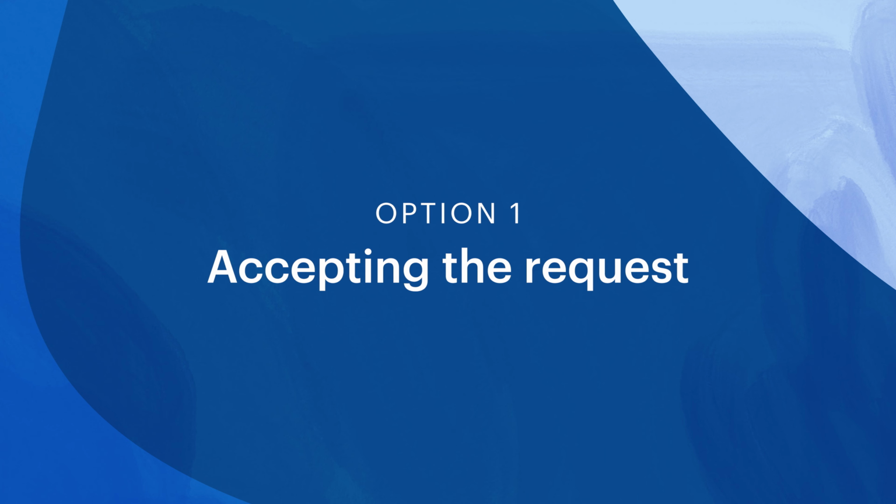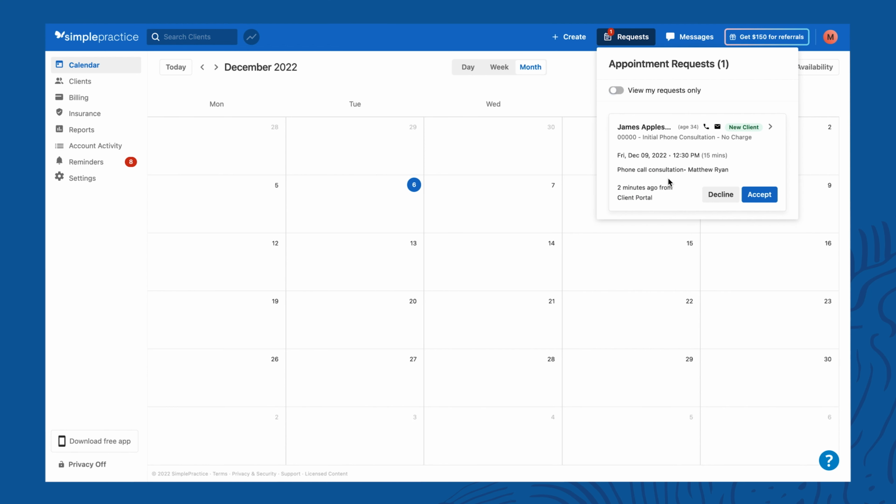If that's the case, then what you can do is decline the request and then set up another time that may work better for both of you. We're going to show you how to do both. So in this example, let's imagine that we say, yes, this appointment time works and we want to accept it. We're simply going to go over here and click accept.